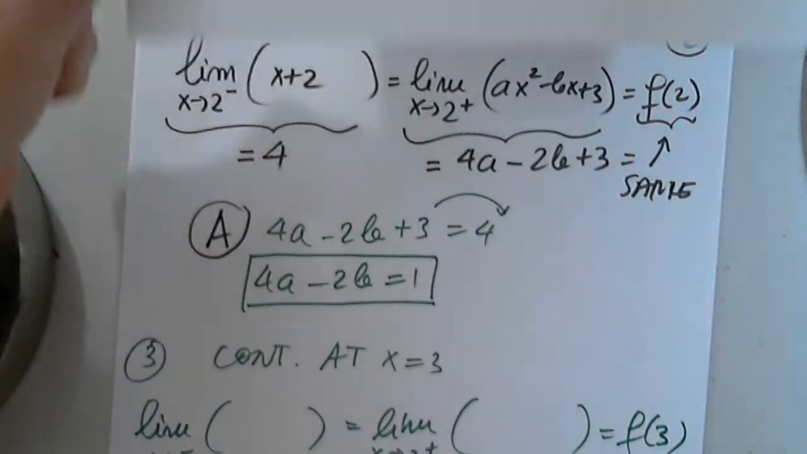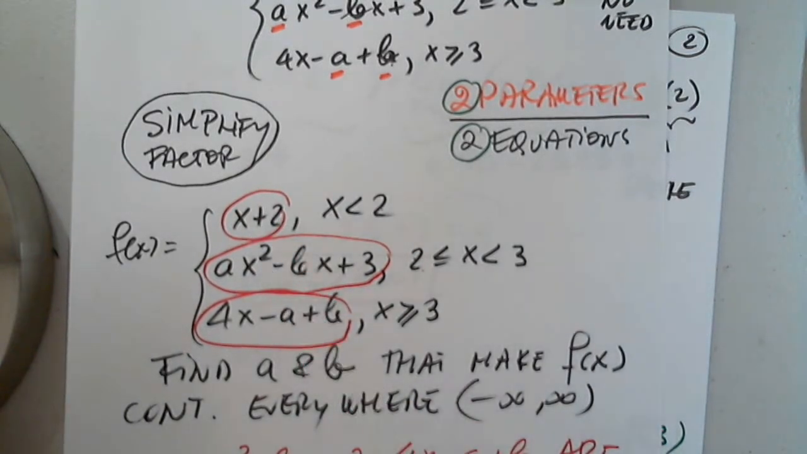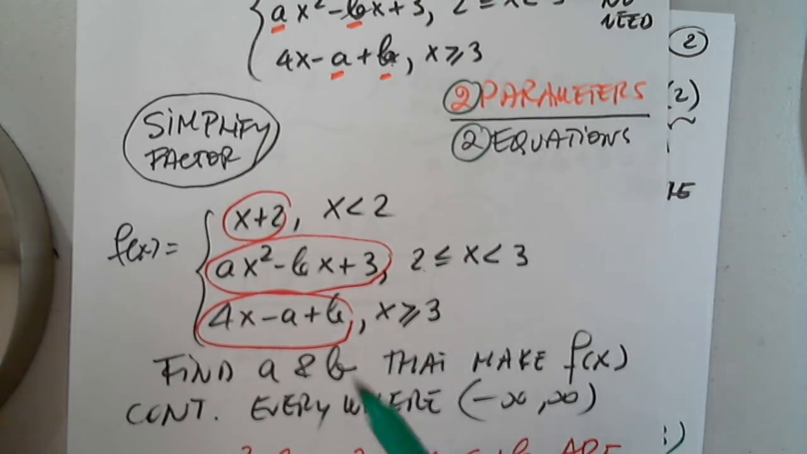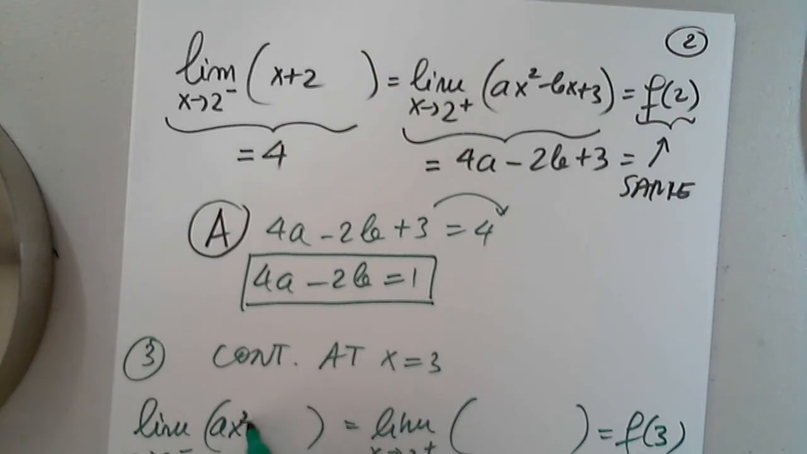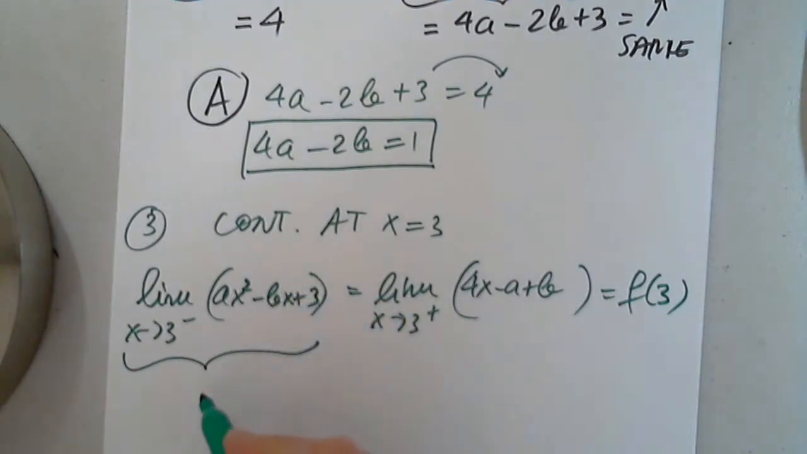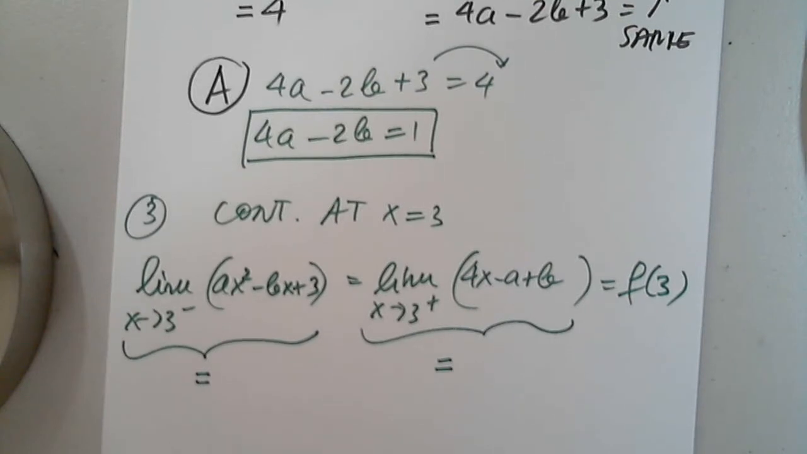Okay, back to the limit as x approaches 3 from the left. Which one do I use? Second one. Of course, makes no sense otherwise. Ax squared minus bx plus 3. Okay, and of course, from the right, I have to use 4x minus a plus b. And now let's see what we get. What is this equal to? I don't need to write the limit because I am determining it. How much is this?